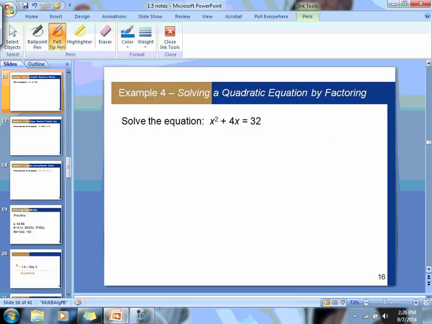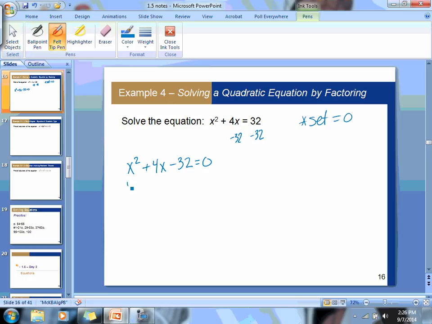So we have 3 more examples to work through, and we're just going to practice this zero product property in different methods. Now remember, before we can actually factor, we have to make sure our equation is set equal to 0. So in order to get this equation set equal to 0, I have to subtract the 32 over. So I will have x squared plus 4x minus 32 equals 0.